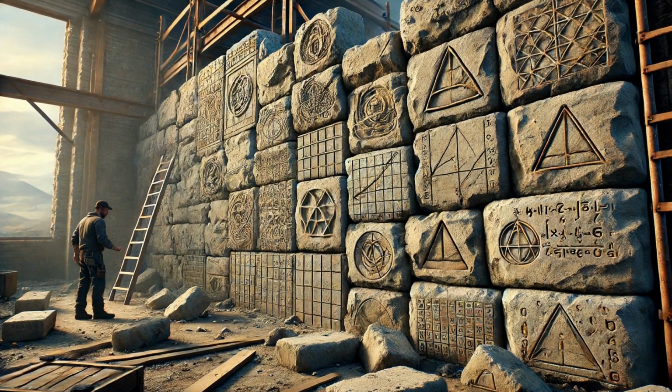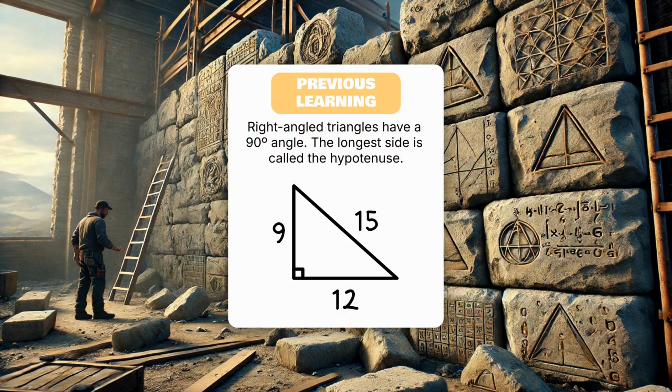In our previous lessons, we've focused on understanding right-angled triangles. You now know how to identify a right-angled triangle by looking for the 90-degree angle, as well as the components of a right-angled triangle, including the hypotenuse, the longest side opposite the right angle. With this foundation, we are ready to introduce Pythagoras' theorem.